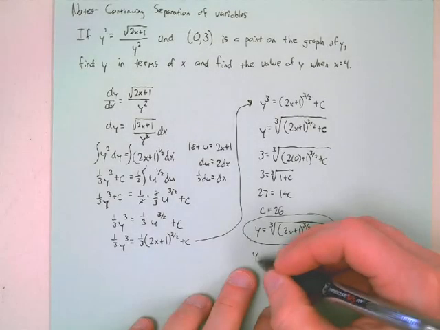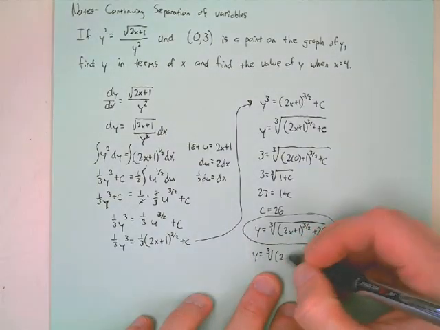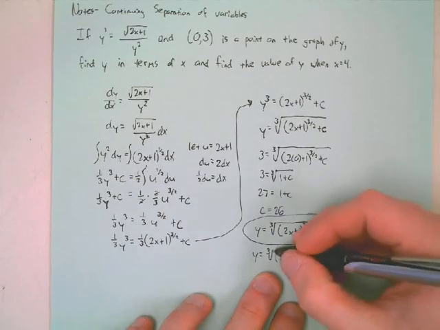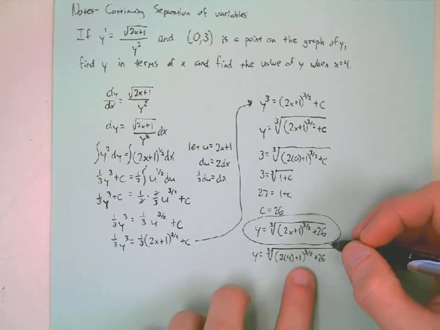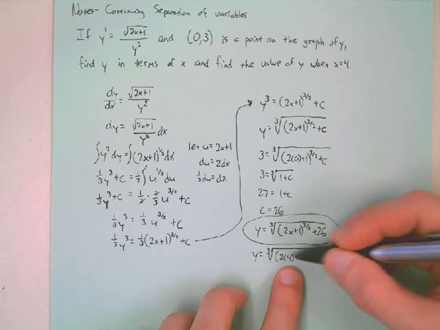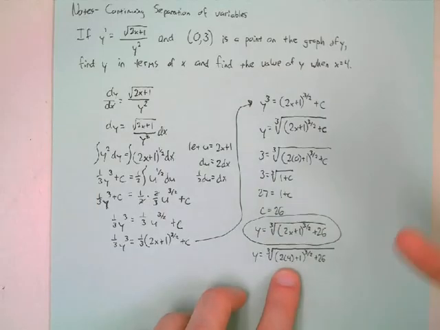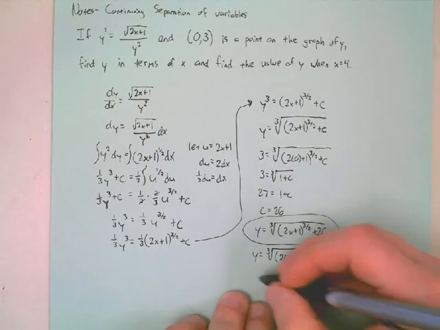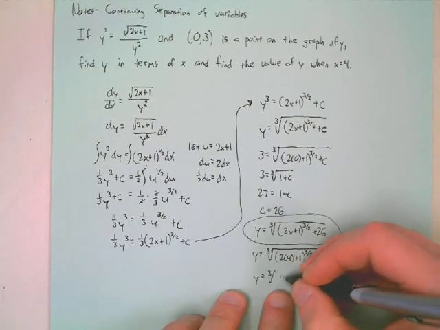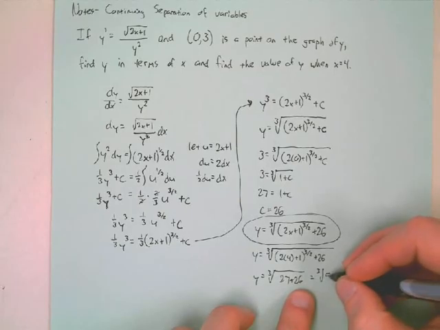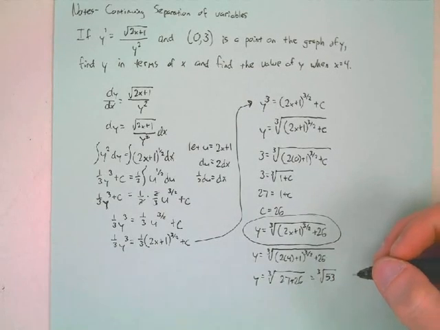So y equals the cube root of 2 times 4 plus 1 to the 3/2 plus 26. Okay, so 2 times 4 is 8 plus 1 is 9. Again, here we want to evaluate 9 to the 3/2. We could do 9 cubed and then square root that, or we could do it the other direction. We could square root 9 and then cube the answer, right? Obviously, it's easier to square root. So square root of 9 is 3. 3 cubed is 27. So we get y equals the cube root of 27 plus 26, which is the cube root of 53. Okay, and so there's our final answer right there. Boom.